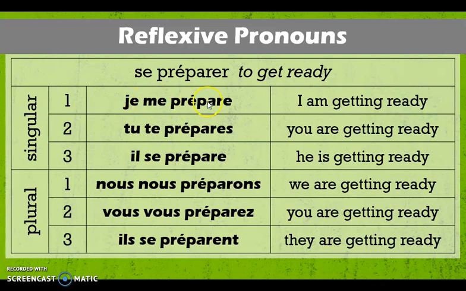So je me prépare means I am getting ready, or you could say I am preparing myself. Tu te prépares, you are getting ready. Il se prépare, he is getting ready. Nous nous préparons, we are getting ready. Vous vous préparez, you are getting ready. And then ils se préparent, they are getting ready. It's kind of fun to do this nous and vous.